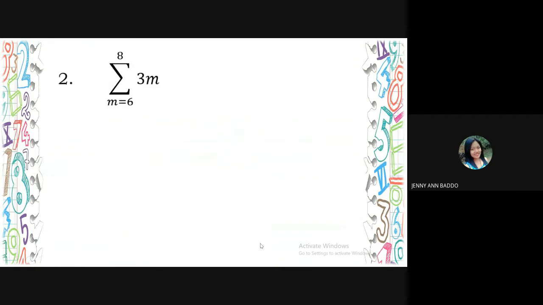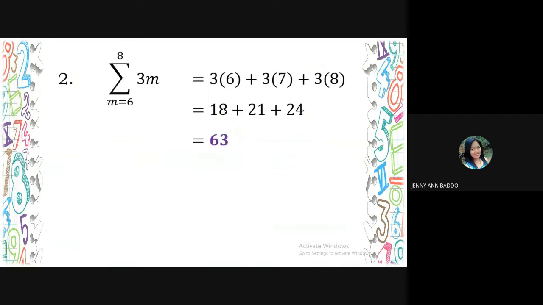Another example, summation of 3m where m ranges from 6 to 8. So we have 3 times the values for m. We have 6, 7, and 8. Multiplying those numbers, we have 18 plus 21 plus 24, and that gives us 63.